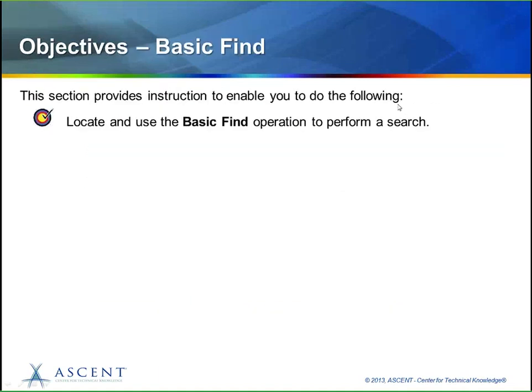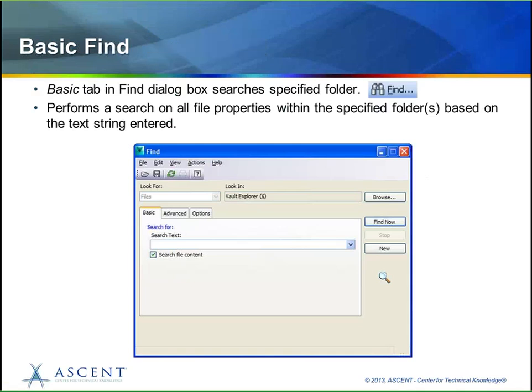Okay, the next search method is basic find. And the basic tab in the find dialog box performs a search on all file properties within the specified folder. So here we type in our search string, so very similar to the quick search. Here we specify the folder to look in. So again, we can specify the folder. It pops up the browse window and allows you to pick that folder. So unlike in the quick search where you actually select your folder in the navigation pane, it's just a different interface here, but similar functionality.